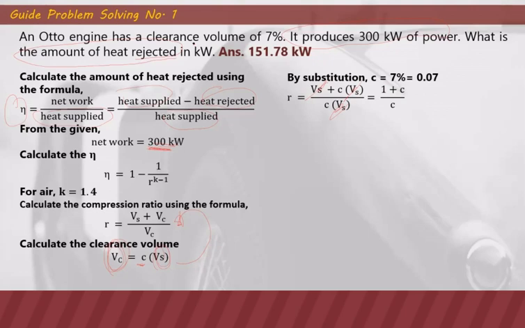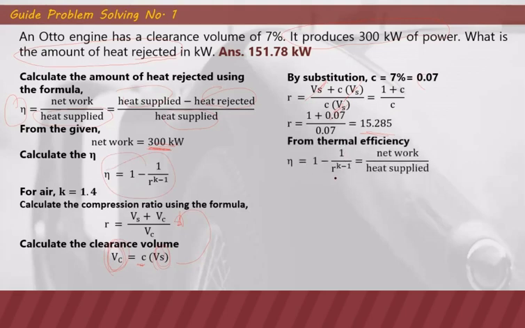Since we know from the given that the clearance volume is 7%, c here is the clearance volume in decimal, so that's 0.07. Just substitute 0.07 for c here, and then we get a compression ratio of 15.285. So this 15.285 represents the compression ratio in the thermal efficiency formula. So from the thermal efficiency formula, just go back to the original equation that we have.